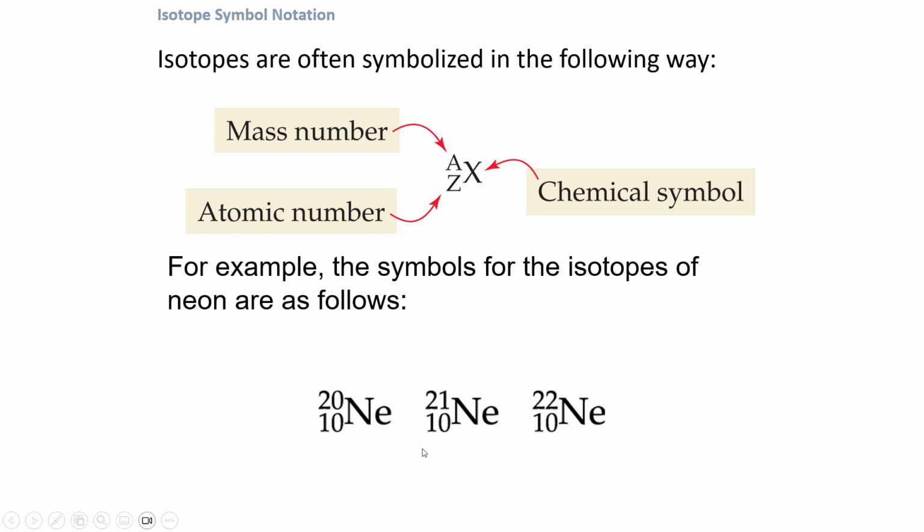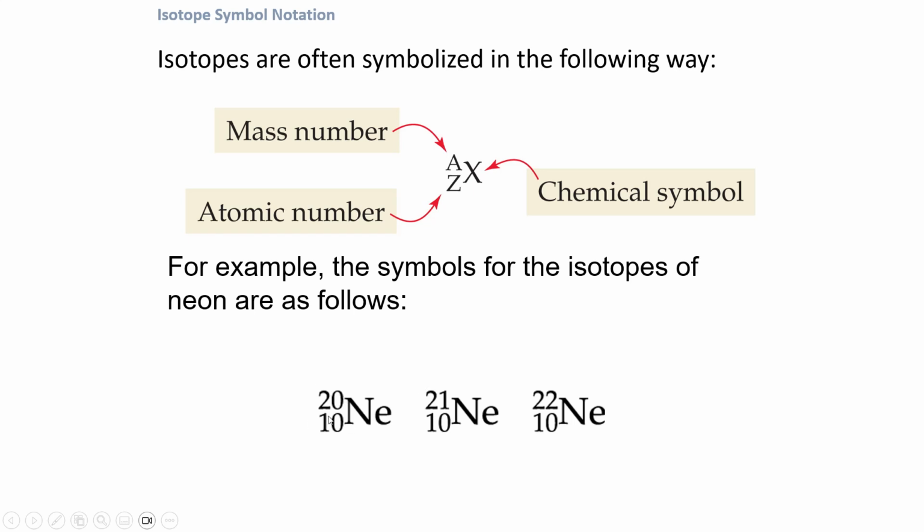So neon, 10, 10, 10, that's not going to change. But what makes this an isotope is the mass number changes. So here we have neon with 20. And neon with 20 is probably the most common form that you'll find. Then you have neon 21.